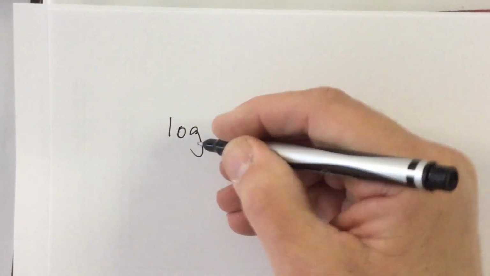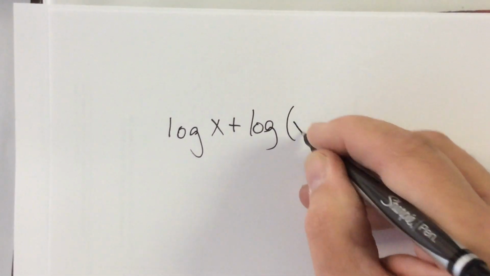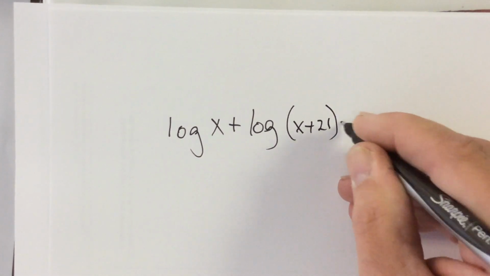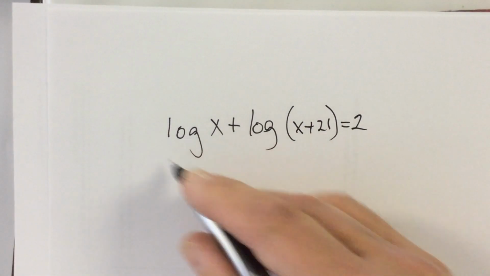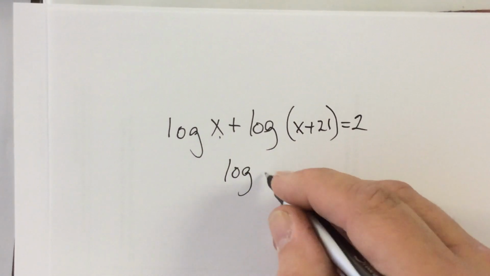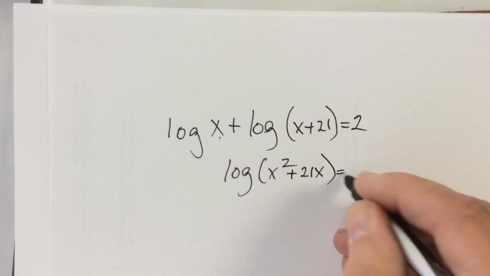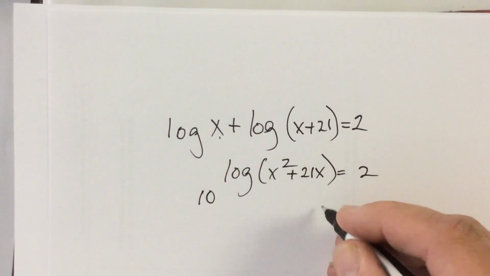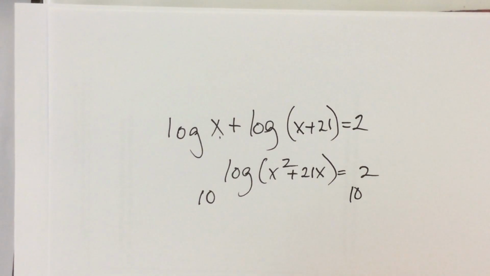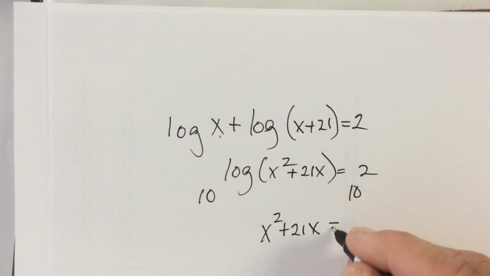looked like this. Log x plus log x plus 21 is equal to 2. So this means these are being multiplied. Log of x squared plus 21x is equal to 2. I'm going to raise 10 to the power of both of these. That makes this side x squared plus 21x is equal to 100.